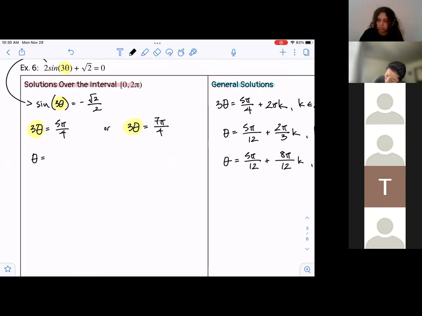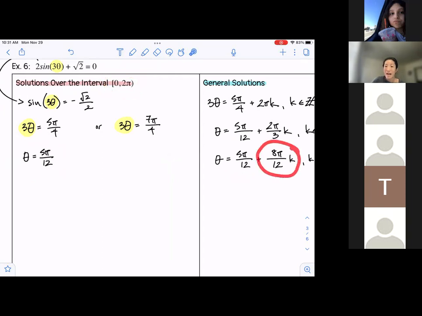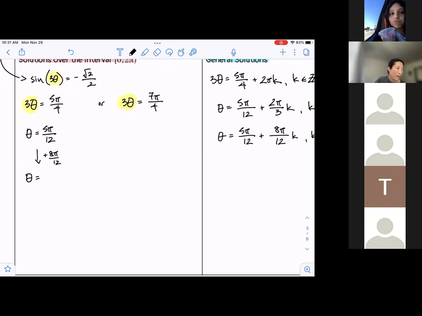This gives us a solution of 5π/12, right? Because I divide 5π/4 by 3. But I want to get all of the solutions that happen between 0 and 2π. Okay. Let's add one of these 8π/12. So let's work with some fractions. I take 5π/12, I add 8π/12, I get 13π/12.